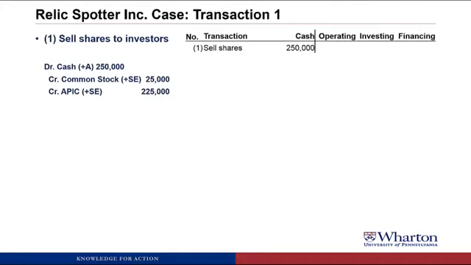Let's start with transaction number 1 for the Relic Spotter case. In this transaction, Relic Spotter sold shares to investors. In the journal entry, we debited cash for $250,000 because the company received cash, and then credited common stock and APIC. So over here on the right-hand side of the screen, we'll keep track of all the cash flows, and I'll have you try to guess whether the cash flow is operating, investing, or financing. So let me put up the pause sign and guess which bucket it would go into.